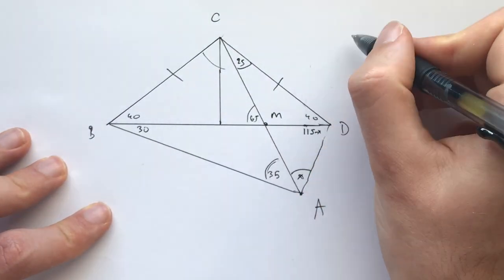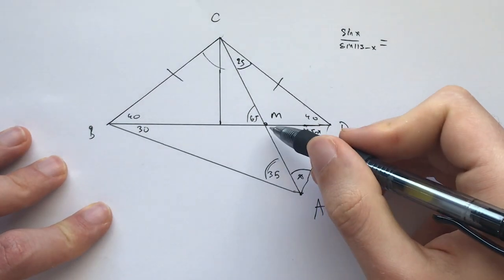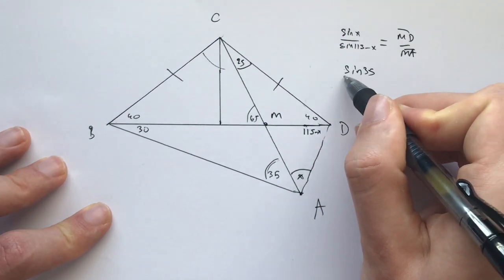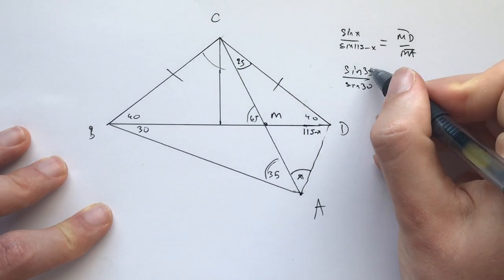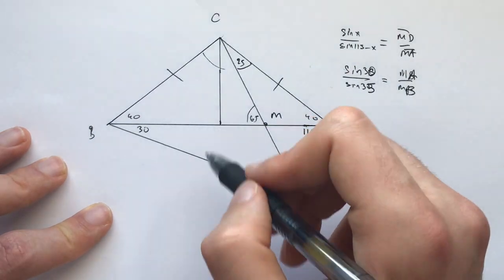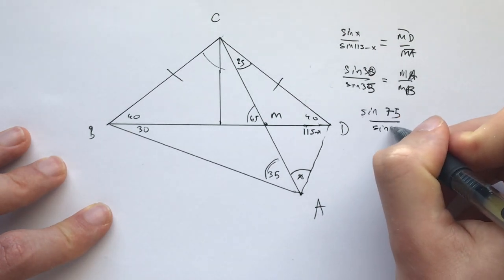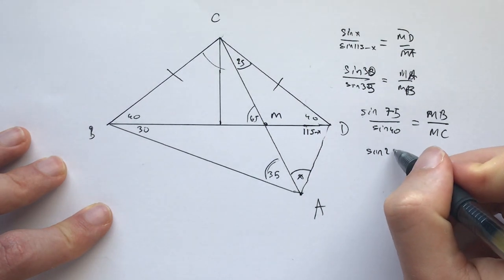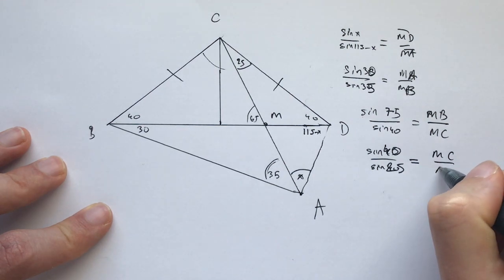Basically, we know that the sine of x over sine of 115 minus x is equal to MD over MA. Similarly, we have sine of 35 over sine of 30 is equal to MB over MA. Actually, we will use the opposite, MA over MB. And as you may be able to figure out what we're going to be doing now, we'll have sine of 75 over sine of 40 equal to MB over MC, and sine of 40 over sine of 25 is going to be MC over MD.